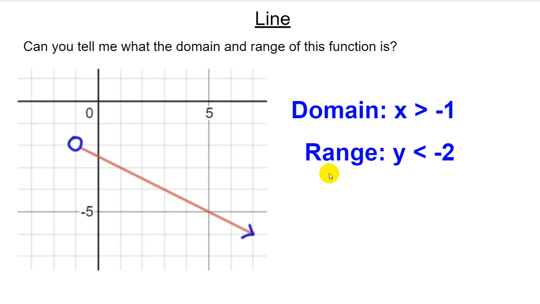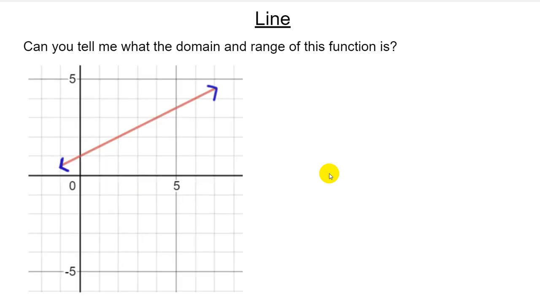There we go. Yeah, so that's what that looks like. Okay, let's look at another example. All right, so can you tell me what the domain and range of this function is? Okay, let's look at what we have here.